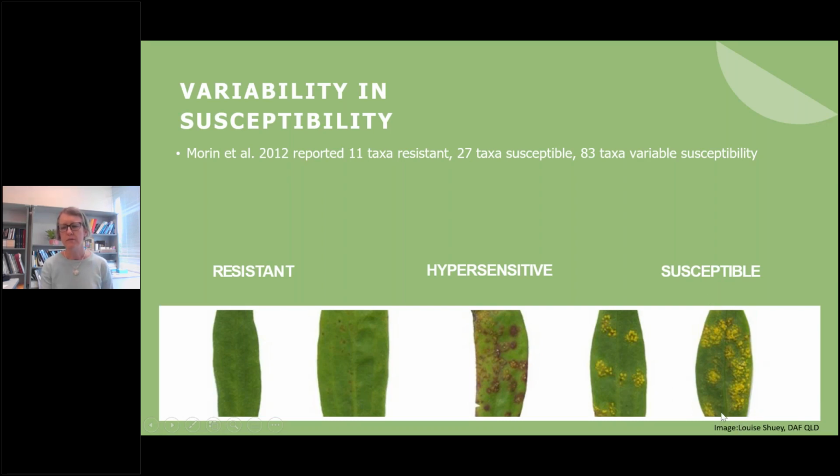So development of significant numbers of pustules on the surface. But then 83 taxa showed some variability in their susceptibility. Individuals within a taxa could be completely resistant, some could be highly susceptible, and then they're in between. Hypersensitive is where the leaf is showing some evidence of infection, but some cell death at the site of infection.